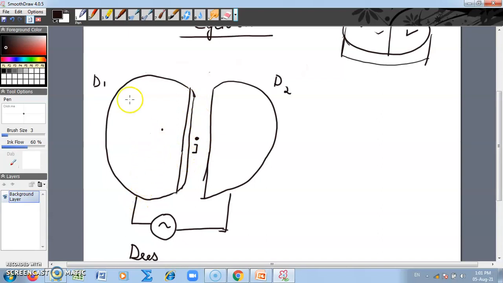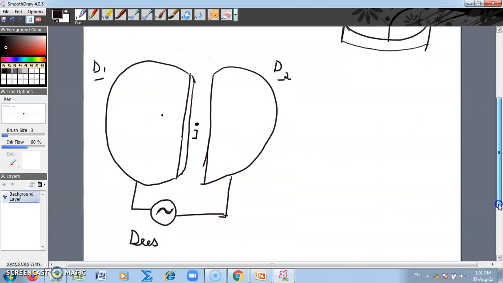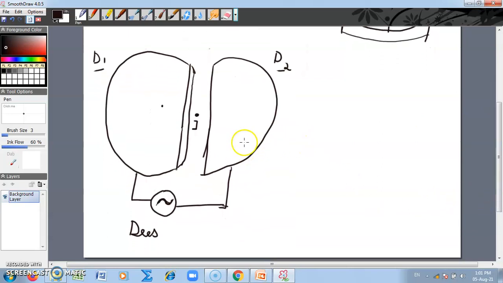Each of the Ds, if I call them D1 and D2, they are connected to the two poles, two terminals of an AC source, and it's like this. Since I have applied the AC, if one side is positive, the other will be negative, and if the one is negative, the other will be positive, and so on.